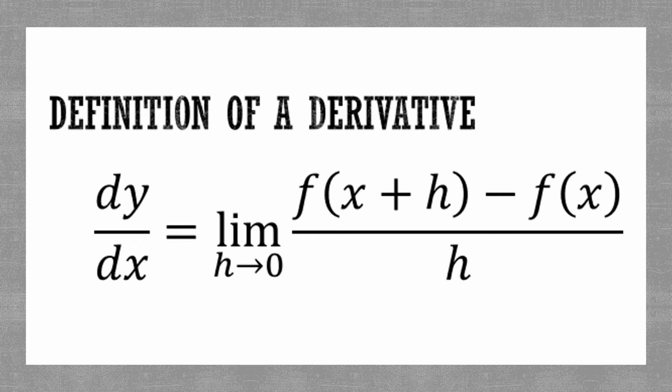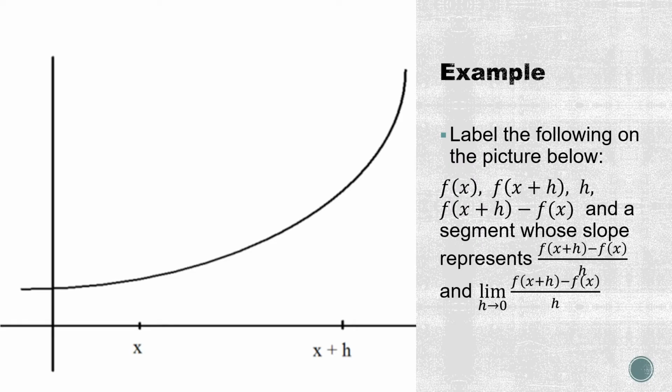If you look, you can kind of see it's a combination of the two formulas that we worked with yesterday. So your formal definition is the limit as h approaches 0 of f of x plus h minus f of x all over h. All right, so let's get an idea of what this formula is and where it came from.